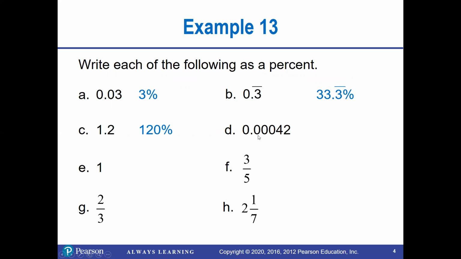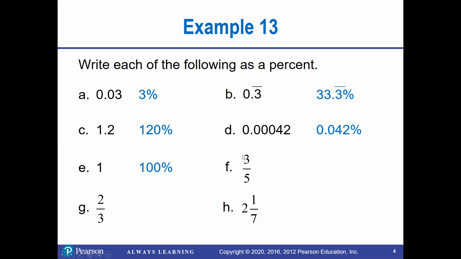Decimals, you can always just move 2 places to the right, and you get your percent: 120%. 2 places to the right, and we get 0.042%. If my decimal is right after the 1, 1 is always going to be 100%. Anything over 1 is always over 100%.